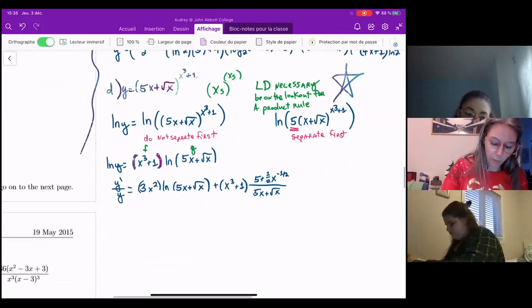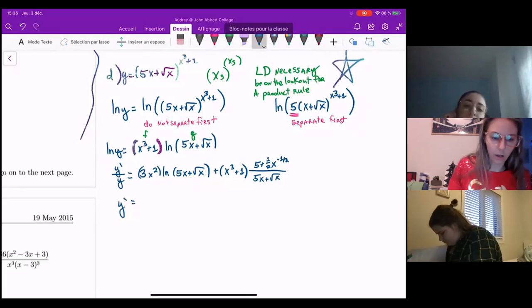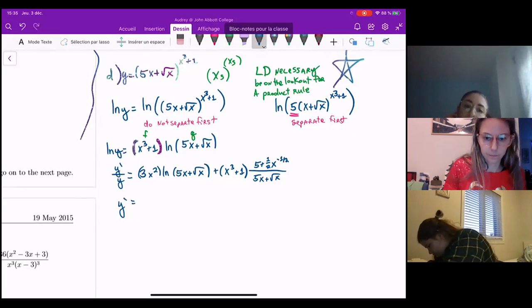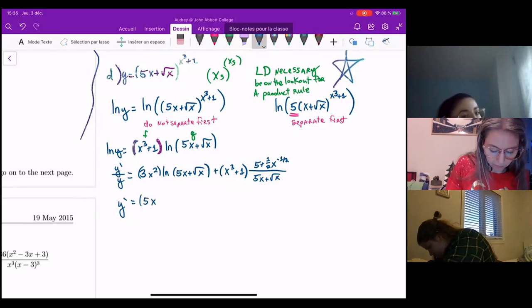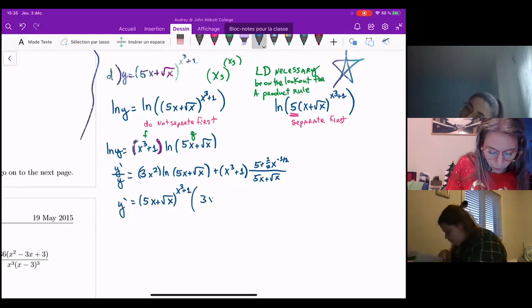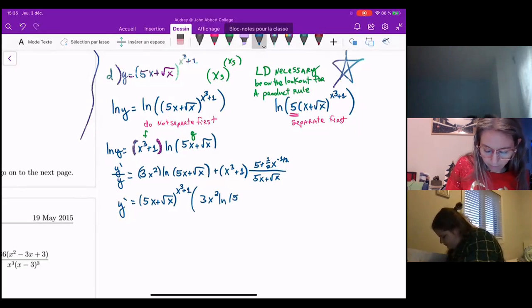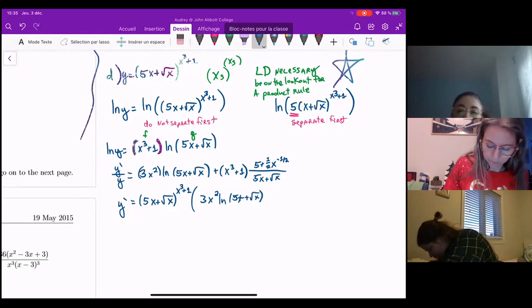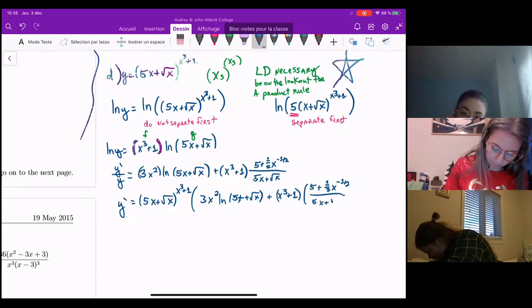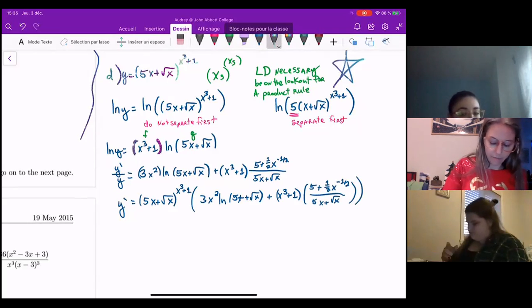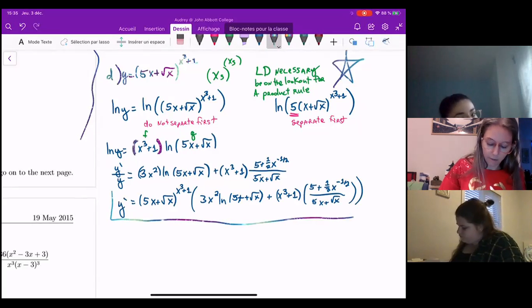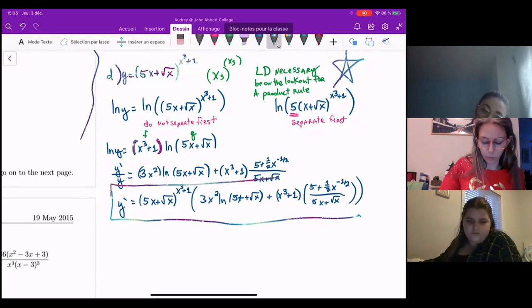And when I do that, should I write y or what? You got it. I'm going to write the function. So 5x plus the square root of x cubed plus 1, 3x squared ln 5x plus root x plus x cubed plus 1, and this is my final answer. Why is it okay for me to not put parentheses around the 3x squared?